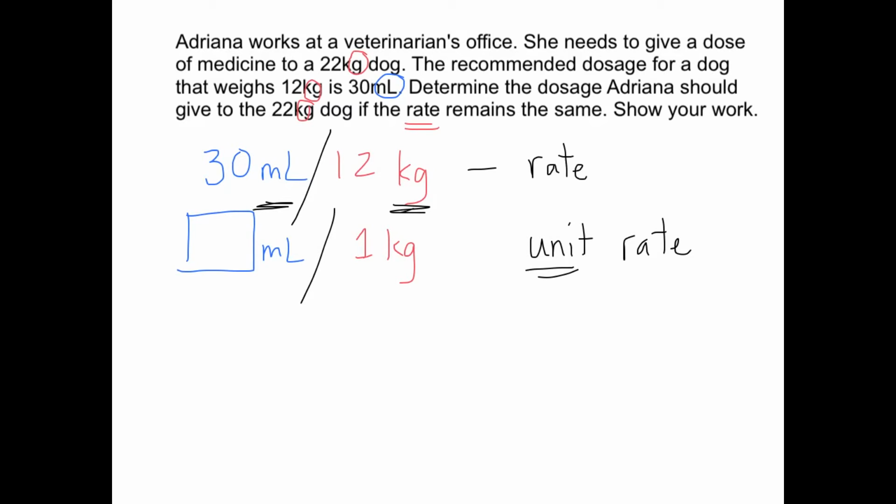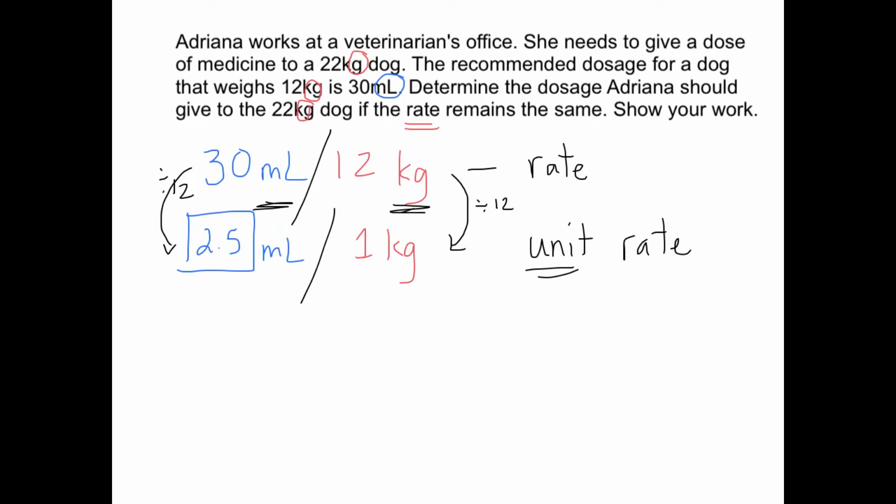Well, think about how these two rates are related. What can I do to 12 to get to 1? 12 divided by something gives us 1. Well, anything divided by itself is an answer of 1. So if I divide 12 by 12, I get an answer of 1. What do you think you need to do to the other term? If I divided the second term by 12, well, then we need to divide the first term by 12. So let's do that. What's 30 divided by 12? 30 divided by 12 is 2.5. That means that for every 1 kilogram, we need 2.5 milliliters of medicine.